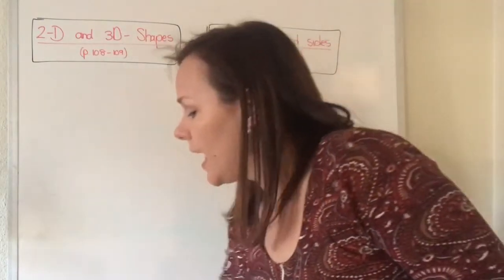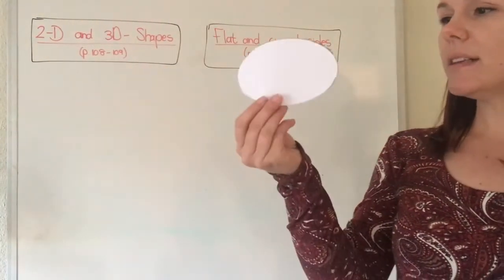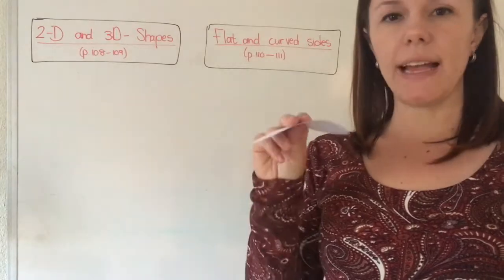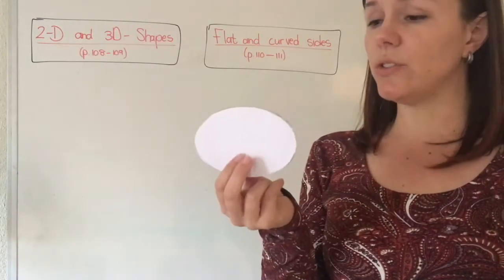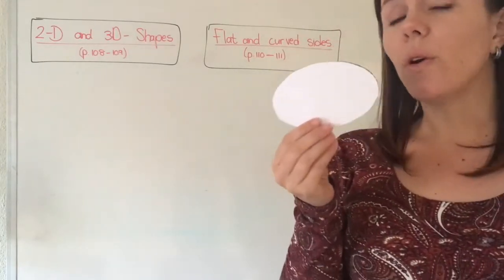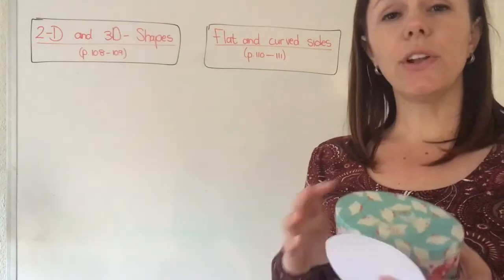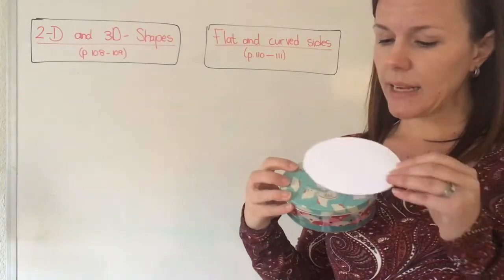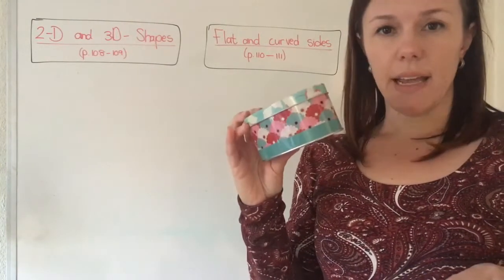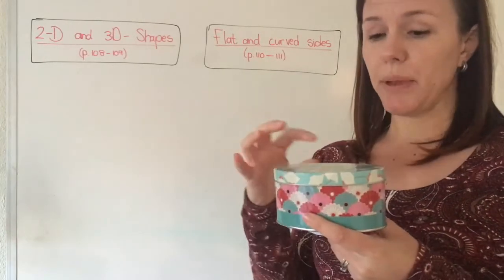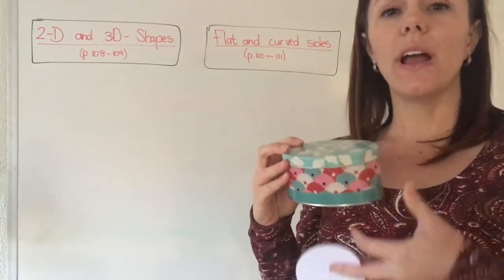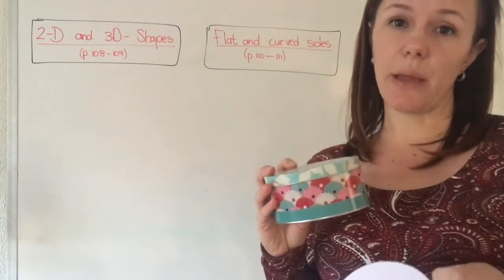Now if you look at this, this is an oval that I cut out of a paper, and because it's flat and it doesn't have any dimension to it other than this flat surface, it's called a 2D shape or a two-dimensional shape. Now if you look at this tin, this is the exact shape that I used to trace and cut out the oval, but this tin actually has a shape. It takes up space. It's not flat like a piece of paper. And this we call a 3D or three-dimensional shape.